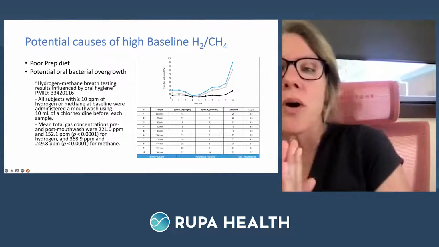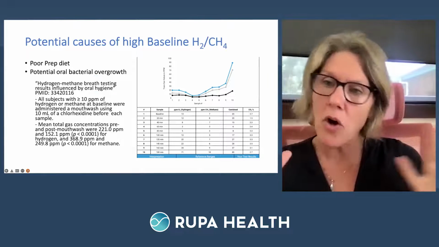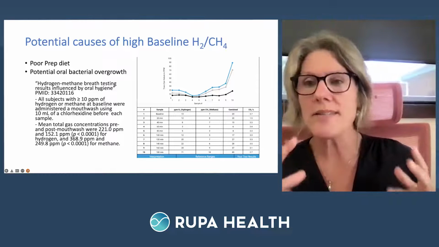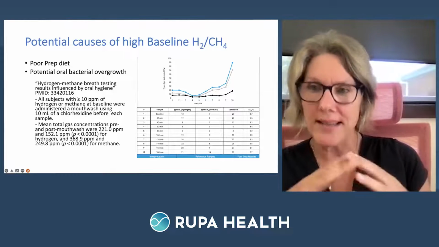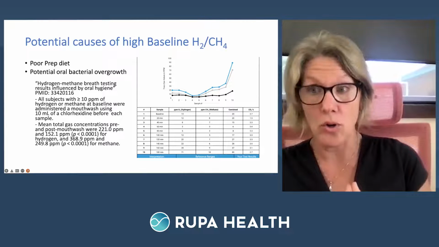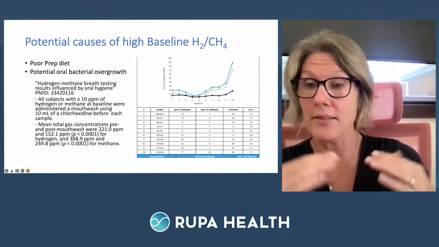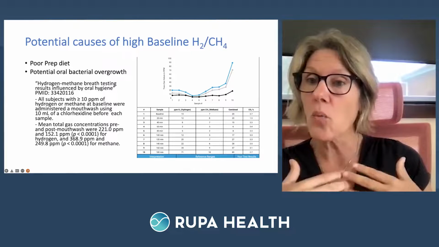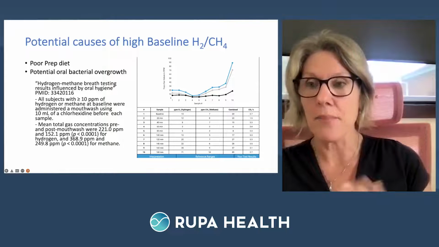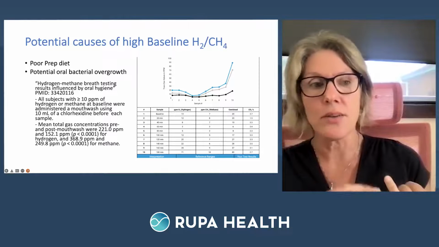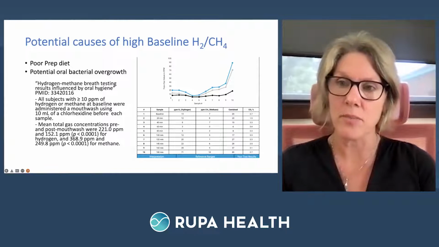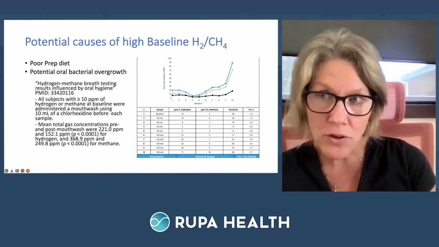Okay, so let's talk about, I've already alluded to the breath test. You want to have a really good, low baseline, as low as you can get it, definitely below 10 of hydrogen. And so what happens if you get a high baseline? My first thought is, okay, you may have a diet that's too high in fermentable carbohydrates. They really didn't stick to the prep diet.